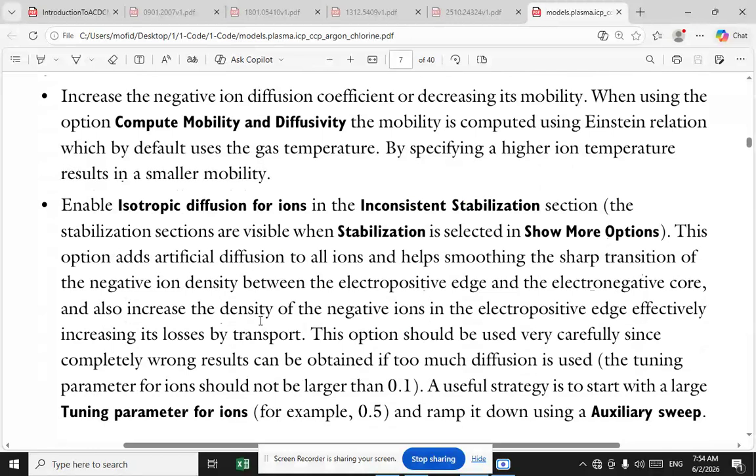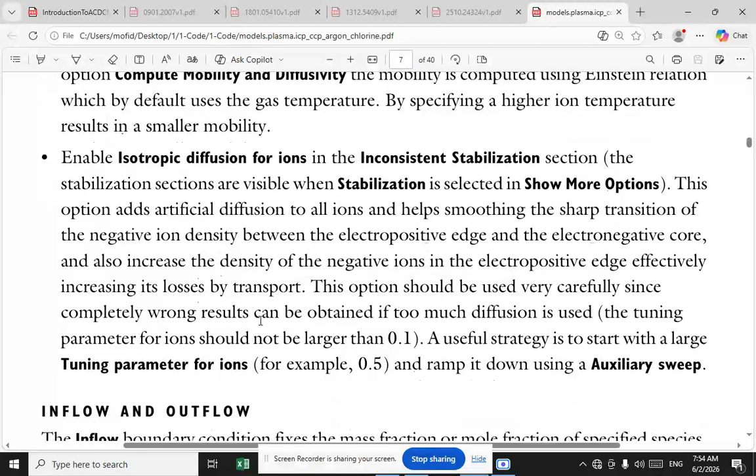Enable isotropic diffusion for ions in the consistent stabilization section. The stabilization sections are visible when stabilization is selected in show more options. This option adds artificial diffusion to all ions and helps smooth the sharp transition of the negative ion density between the electropositive edge and the electronegative core, and so also increases the density of the negative ions in the electropositive edge, effectively increasing its losses by transport.